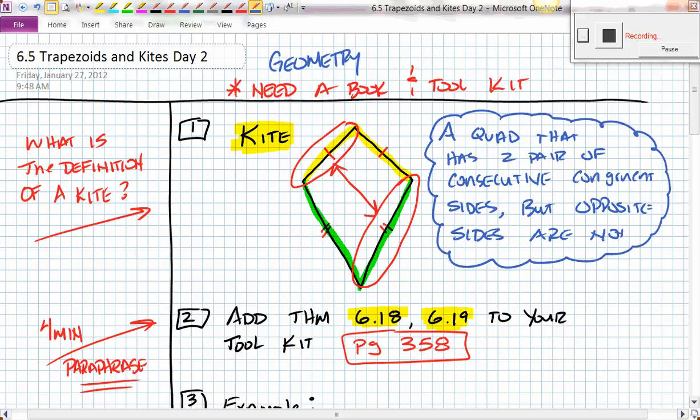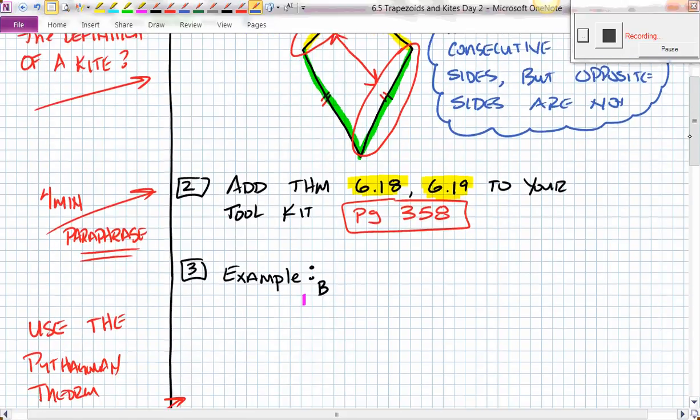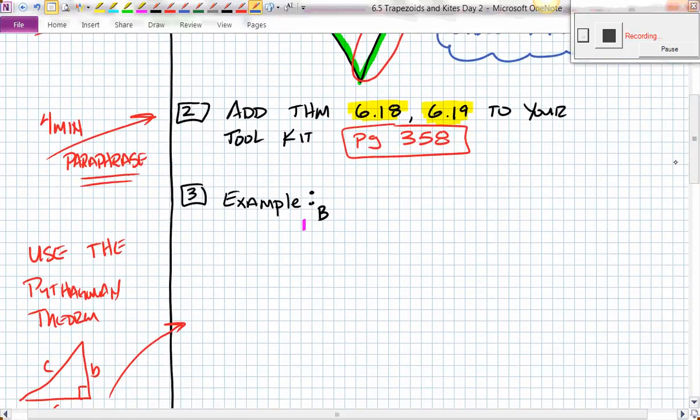So what's the difference between this and a rhombus? Yeah, Allie. A rhombus has 4 congruent sides. She says a rhombus has 4 congruent sides. Is that correct? Yes, that's correct. Okay, great. There we go. Second part of the day. Let's add theorems 6.18 and 6.19 into our toolkit.